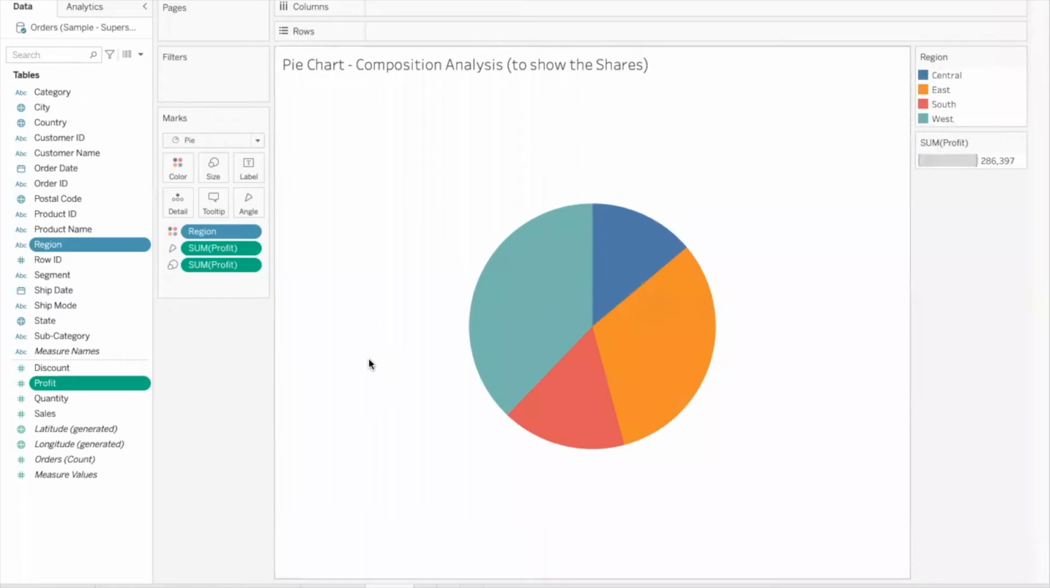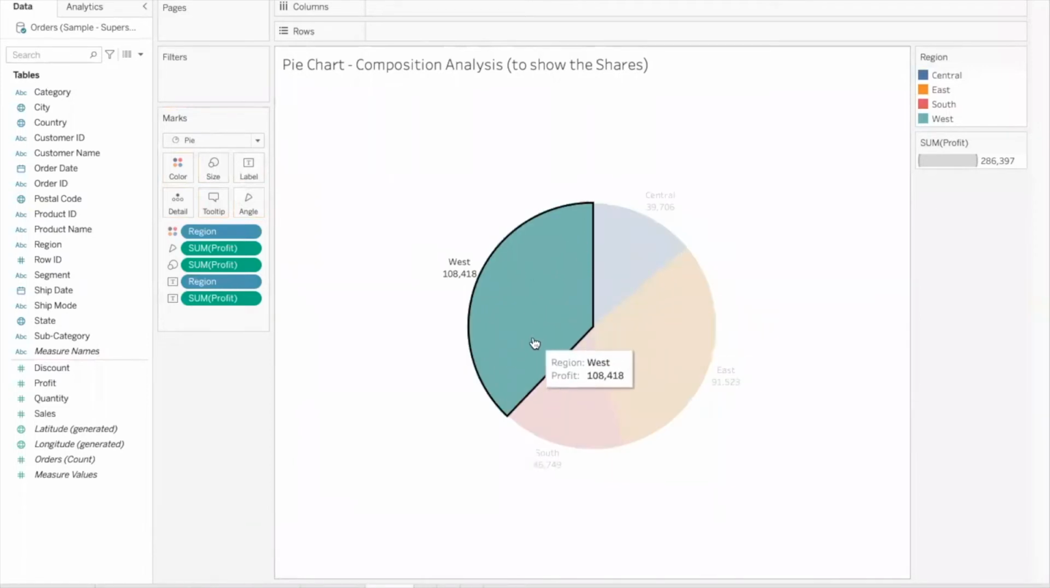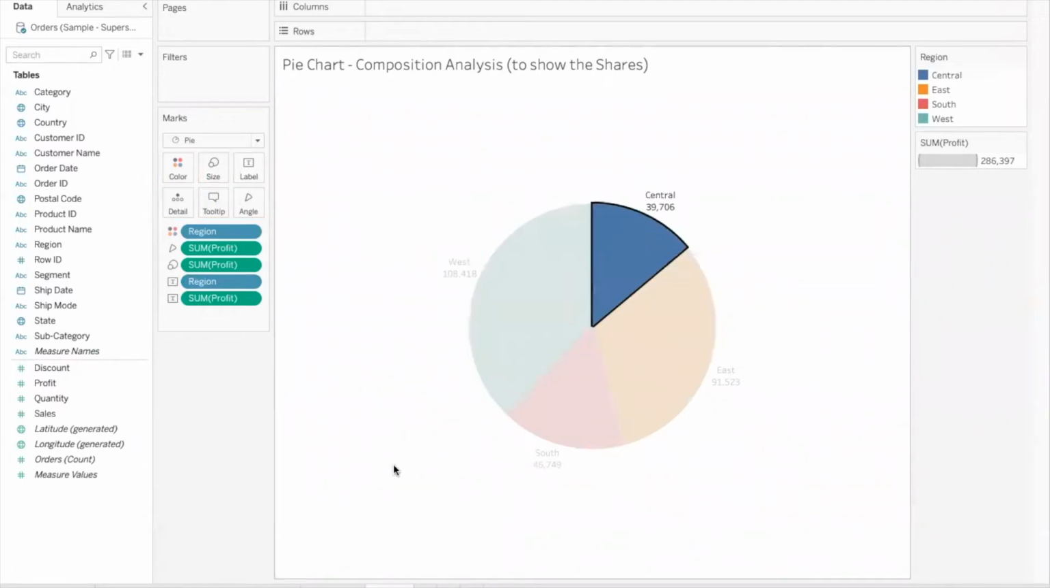Okay, now how do we enhance this chart? First and the foremost thing is we can label the slices, isn't it? So I will take region first into the label shelf. So each slice is labeled with the region that it represents. I will also take profit into the label shelf. So we can see the profit from each region. By the size of the slice, we can understand that West region is the most profitable, and we have Central, which is the least profitable, but it's much more clearer when we label it.